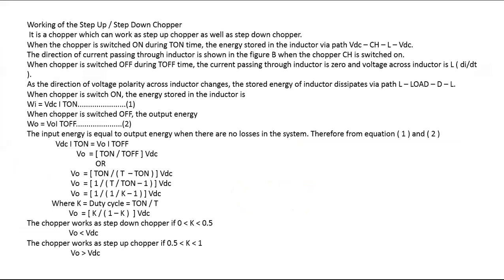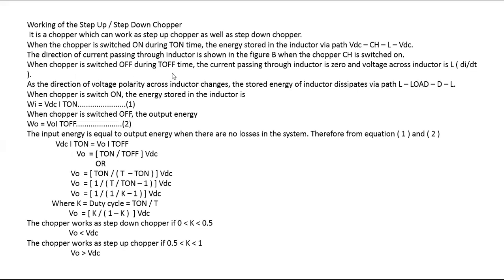Okay. Right. So working of step up down chopper, this derivation is important. You can practice this one, which can step up as well as step down. When the chopper is on, the energy is stored in the inductor. Just know what we have discussed. So energy travels from V plus or VDC to chopper, chopper to inductor, and V minus. The direction of current is shown every time.